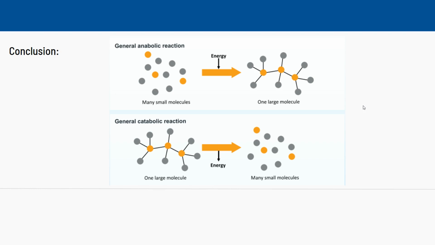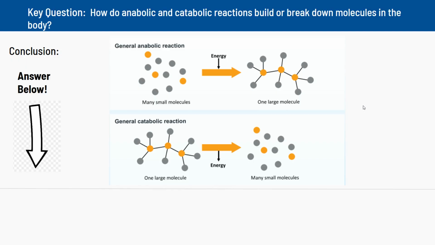So we start off with that large molecule, and energy is actually released, and we have small molecules typically as a byproduct. So at the end of this lesson, you should be able to distinguish between the two different reactions and answer the key question down at the bottom of your guided notes. How do catabolic and anabolic reactions build or break down molecules in the body? Please use this diagram to help describe.